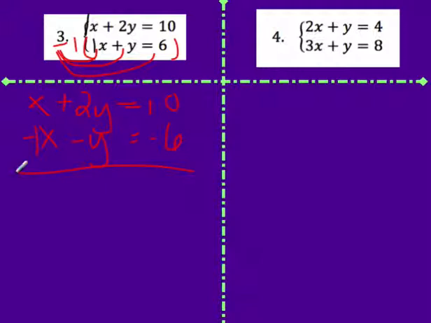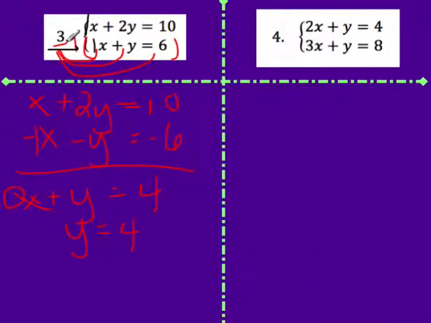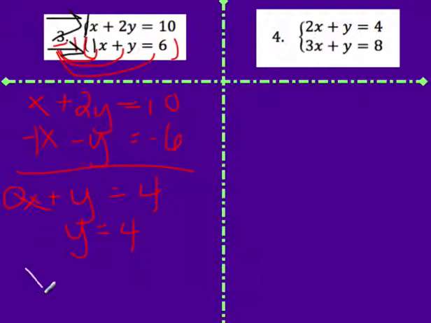Well, x minus x, that's 0x. 2y minus y is y. 10 minus 6 is 4. So here I end up with y is equal to 4. Now I know what y is equal to. So I can pick either one of these equations to plug y back into. Again, I usually just pick the first one. So I'm going to write that first equation out.